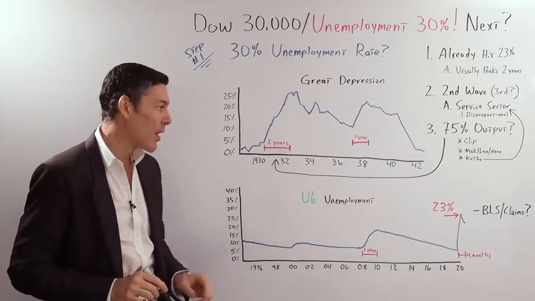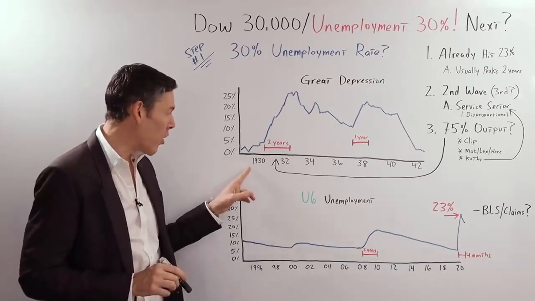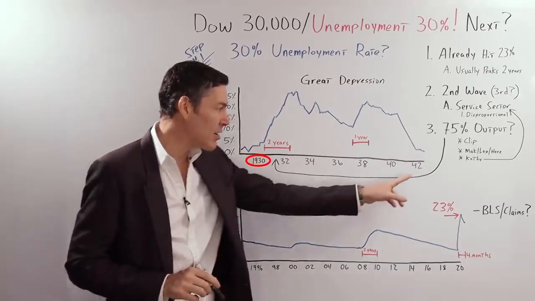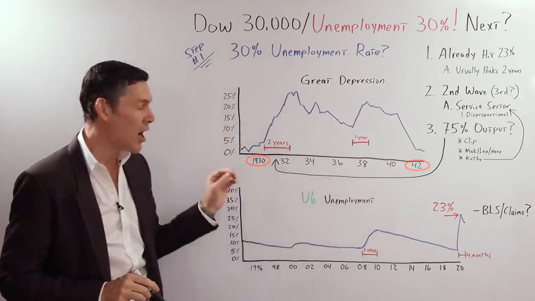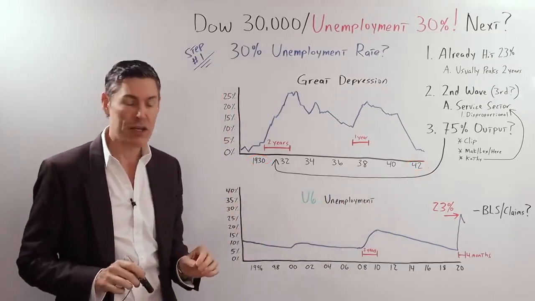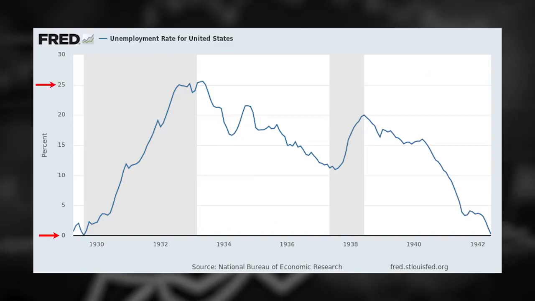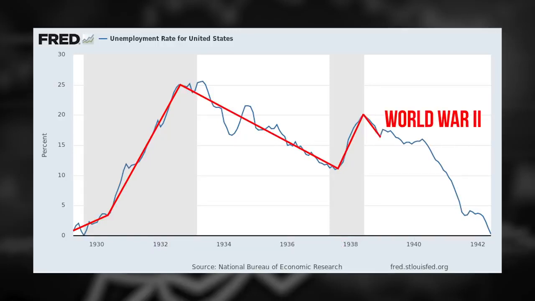Let's start with a chart going all the way back to 1930 to 1942. This is the unemployment rate during the Great Depression. It goes from 0% to 25%, pretty much flat lines until we get to the end of 1930. Then it goes parabolic over 25% after 1932. It gradually comes back down before we get to 1938. It spikes up again, comes down, then we have World War II.